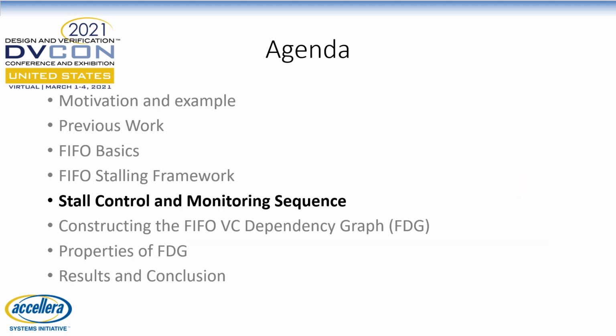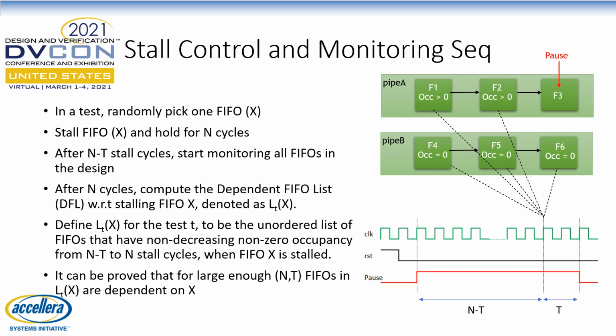Moving on to stall control and monitoring sequence. Now that we have pause signals inserted in each and every FIFO of the design, we take a random test and run a special sequence in the background. And what does that special sequence do? All it does is pick a FIFO randomly in the test, and assert the pause signal for that FIFO for a long time, for N cycles, and then after N minus T cycles, it will launch threads, and these threads are going to monitor the occupancy of all other FIFOs in the design.